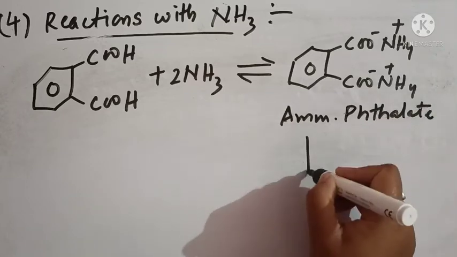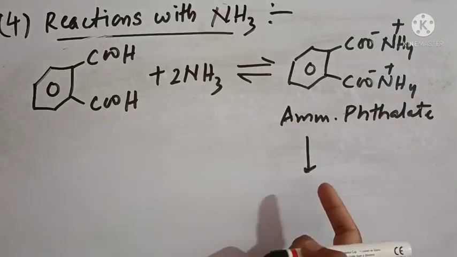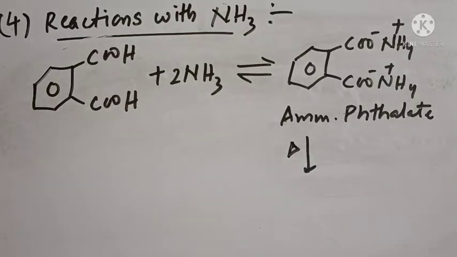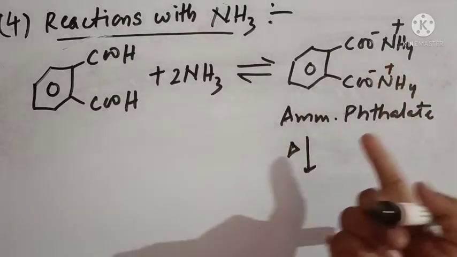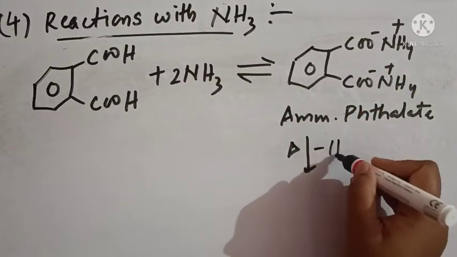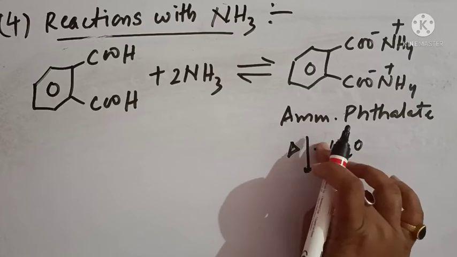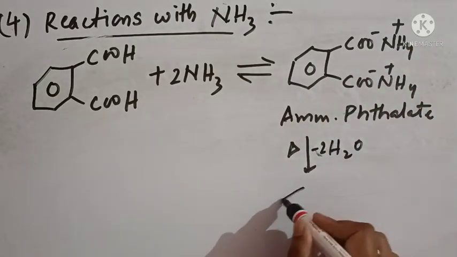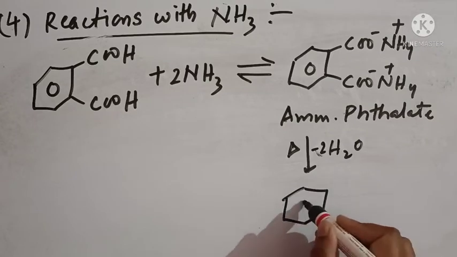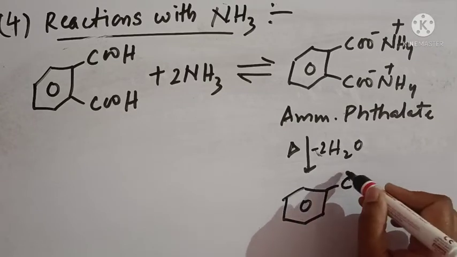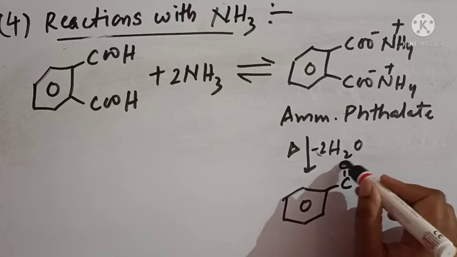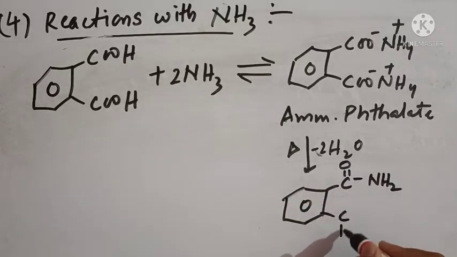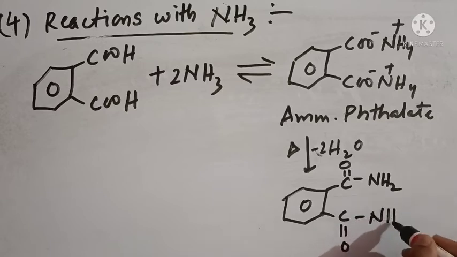On further strong heating, it will give the phthalamide. As the amide forms, there will be removal of 2 water molecules, so you will get C=O NH2, here also C=O NH2.